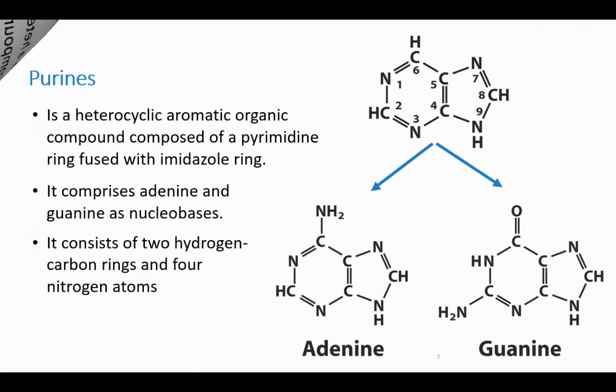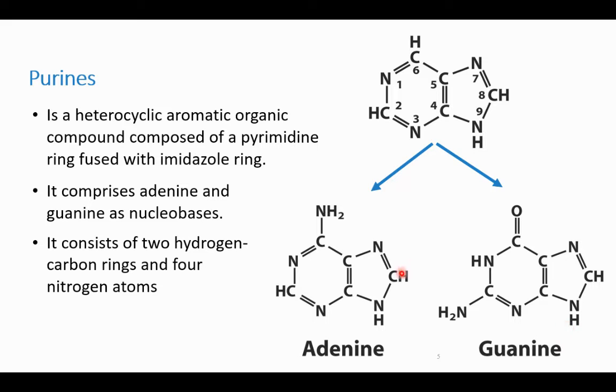Now, the other one is your purines. Your purines is a double ring. It's actually composed of a pyrimidine ring and the imidazole ring. So, the imidazole is this part. Ito. And it's also heterocyclic, given that it has a pyrimidine, dalawang nitrogen na doon, and the imidazole, dalawang nitrogen din na nakakabit. Then it makes up your adenine and guanine.